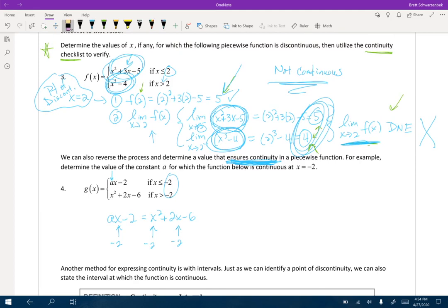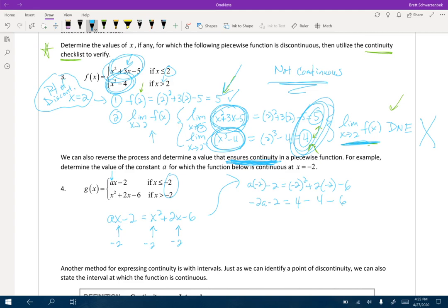So let's do that. It's going to be weird, but let's do it. So we get, this is going to be a times -2, which is -2a minus 2 equals -2 squared plus 2 times -2 minus 6. I'm actually, just for argument's sake, going to write this the other way. So this is a times -2. Okay? So now let's rewrite it. It's going to be -2a minus 2 is equal to 4 minus 4 minus 6. Okay, 4 minus 4 minus 6.